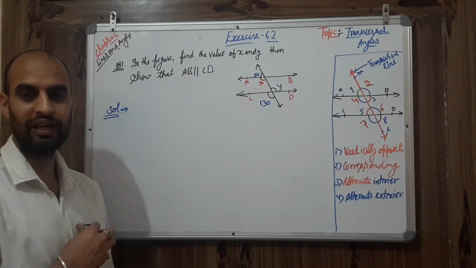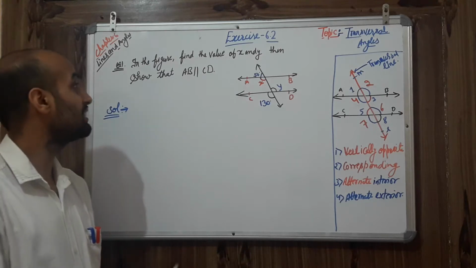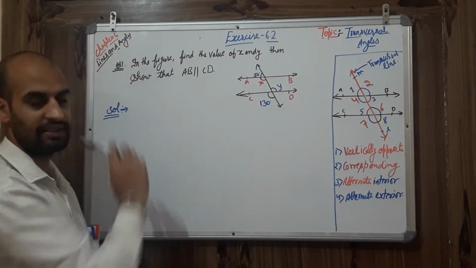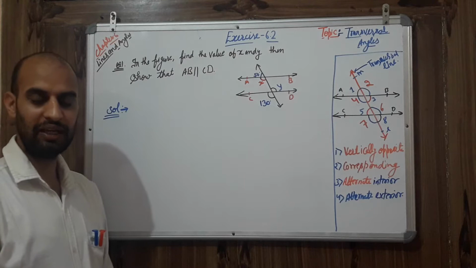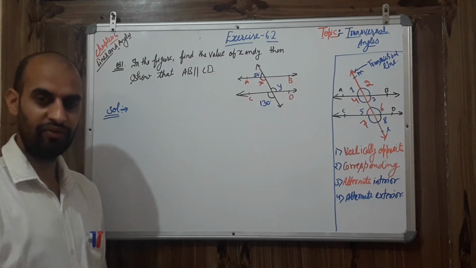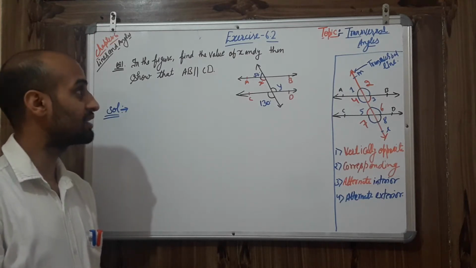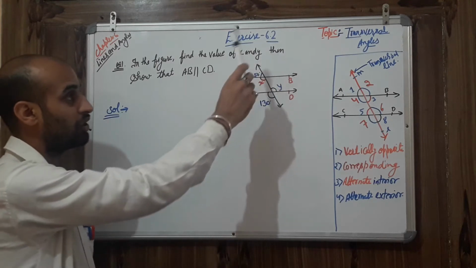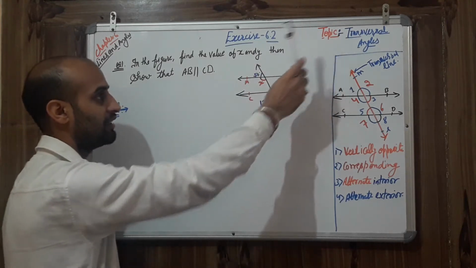As you all know, we are in chapter number 6 now, that is related to lines and angles. So 6.1 we did complete, that is related to lines. And now we are in 6.2. Today I am going to tell you about transversal angles.